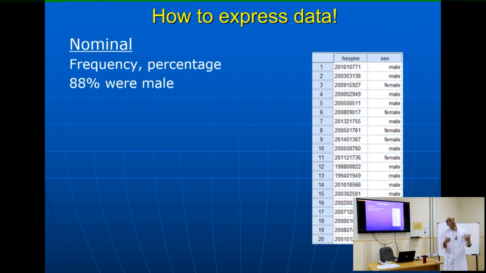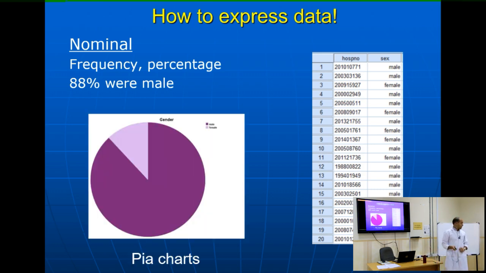Okay, if you want to do a graph, what is the most suitable graph? Pie. Exactly, pie chart. Easy. So how to express nominal? By percentage, and graphically by? Easy. Can you go to the next?